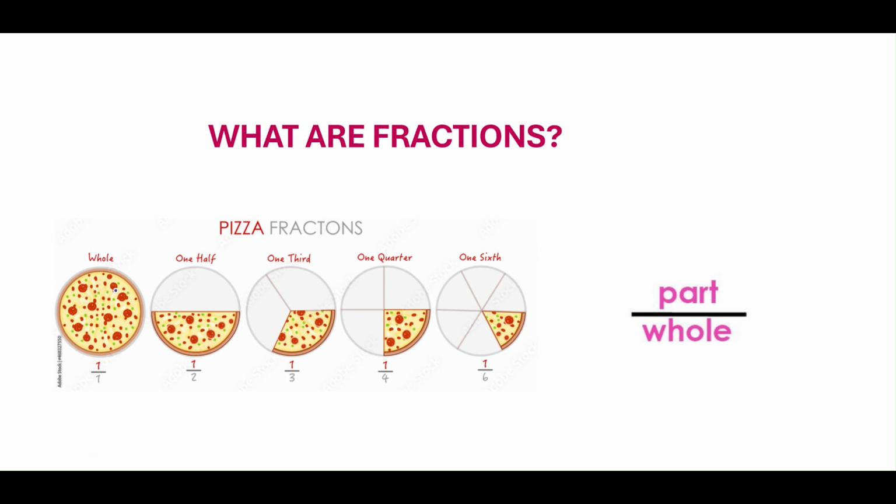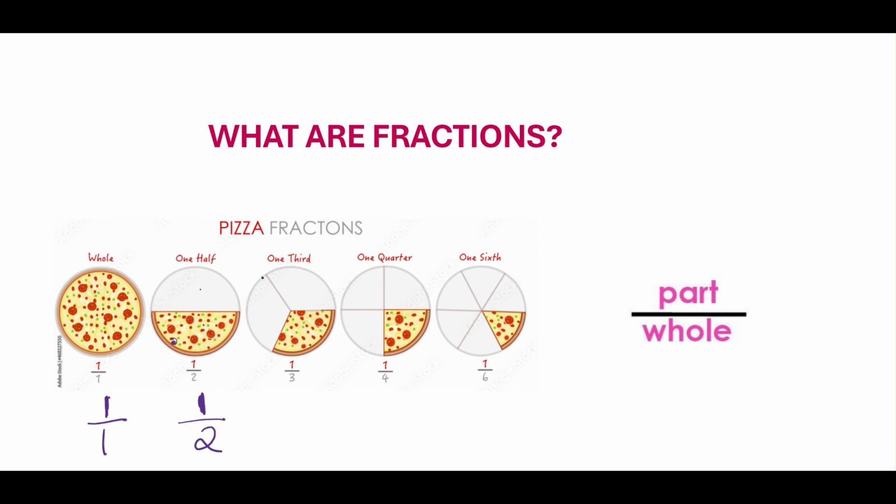Let's say this is a pizza. If I eat a whole pizza, it means I ate one whole. What if I take a pizza, cut it into two equal parts, and eat one slice of it? So I ate one slice out of how many? There were two parts in the whole pizza, and I ate one out of it.